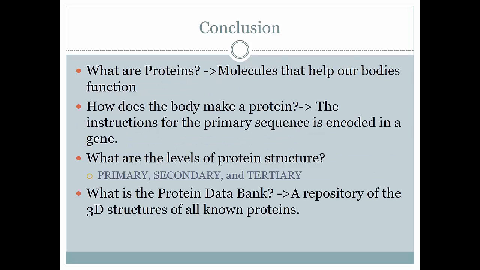So we have given a brief primer of what proteins are and how a gene encodes a protein. What are the levels of protein structure, the primary, the secondary, and tertiary? And what is the protein data bank? It's a repository of all known three-dimensional structures of protein.